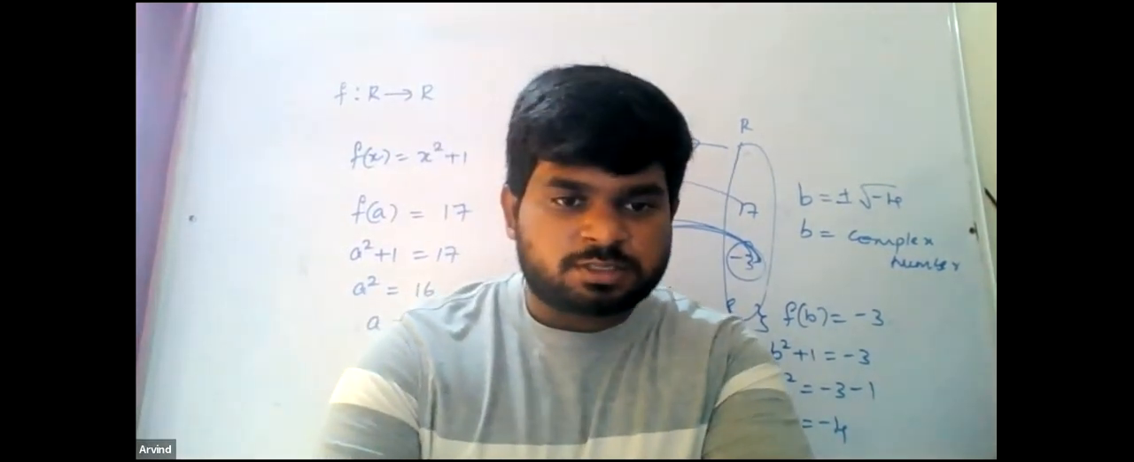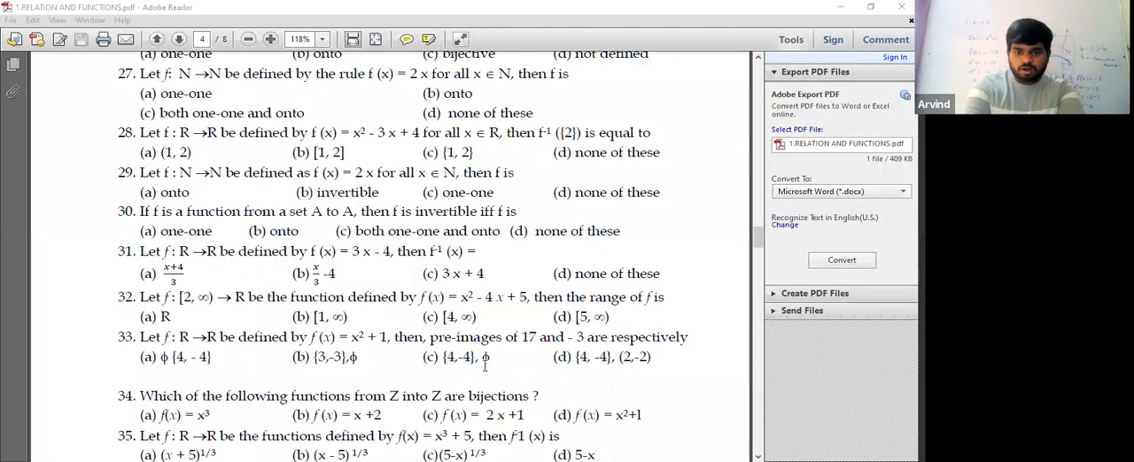So let's see which is the correct option. Option C, I guess. Yeah, option C is 4 comma minus 4 and the null set. Okay, very good. So we had finished with 29th.